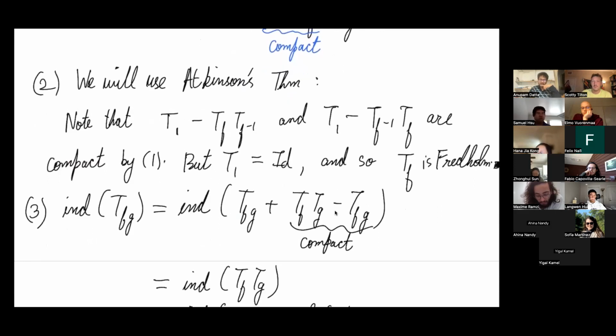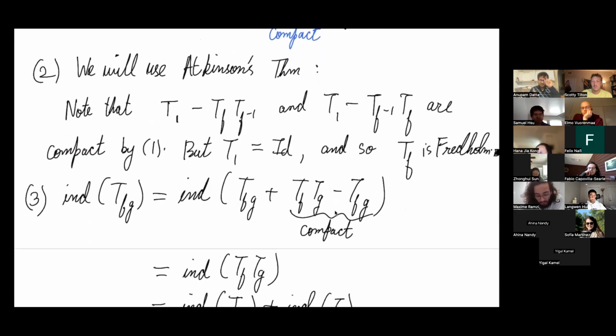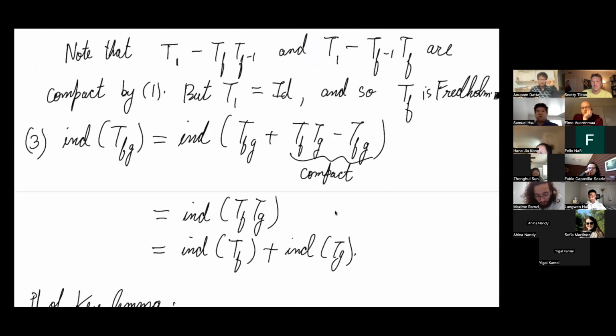And finally, we get that the index of T_{FG} is going to be the sum of the indices of T_F and T_G, which you can just get by taking this difference and recalling that we had a result stated earlier that a Fredholm operator plus a compact operator doesn't change the index.